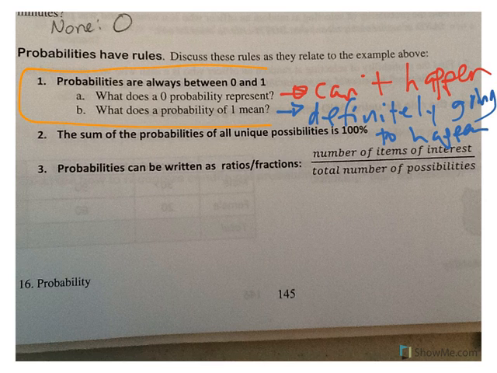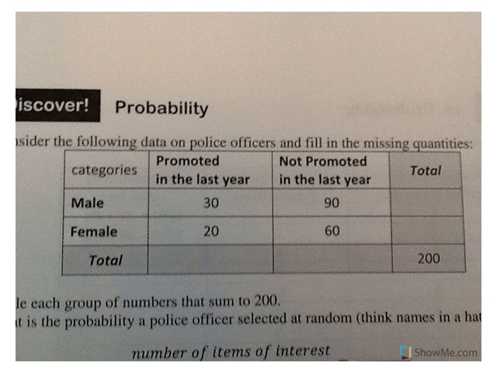And then number 3 talks about how you're going to find probability. So the number of items of interest. I always say what you want over the total possible. So that's the Becky way of explaining it. What you want over the total possible. So that's kind of what we're into here in probability. So let's go ahead and turn to page 146.